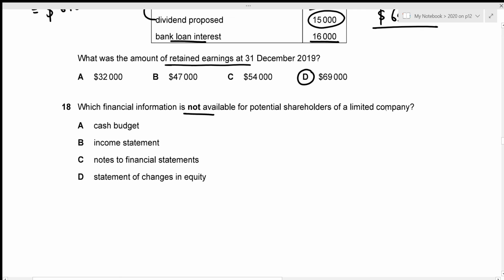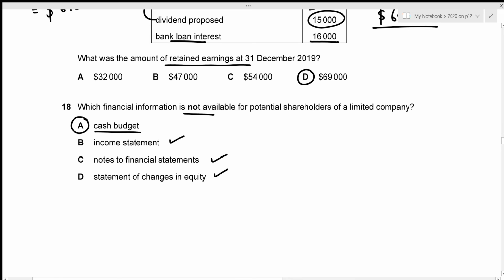So the available financial information for any potential shareholders is going to be the income statement, statement of changes in equity, and the notes to financial statements, which is given in option B, D, and C respectively. And we have one remaining option in option A, which states cash budget. But remember that cash budget is not something that is available for potential shareholders, because it is just a budget that only the management and the employees use to forecast the future cash inflows of the company, right? So this is not to be disclosed to the potential shareholders, which means that option A is our correct answer.